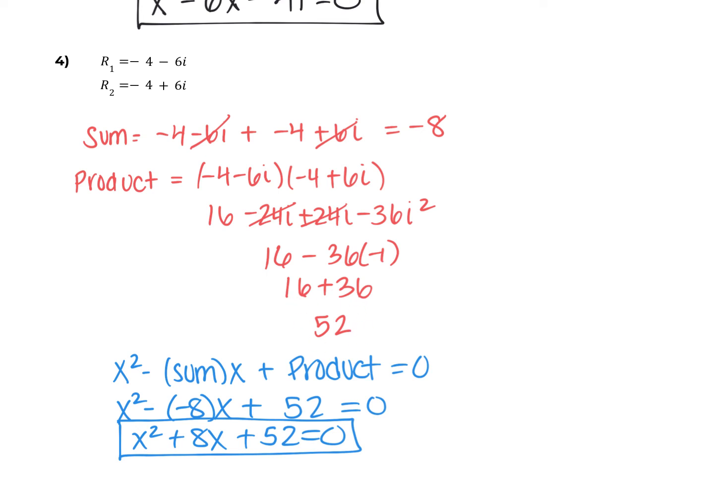So my sum and my product. And then I put it together in this equation. Since I had a negative sum, I had to use it with parentheses. So a double negative made a positive. And then my product was just simply positive, so I left it as 52.